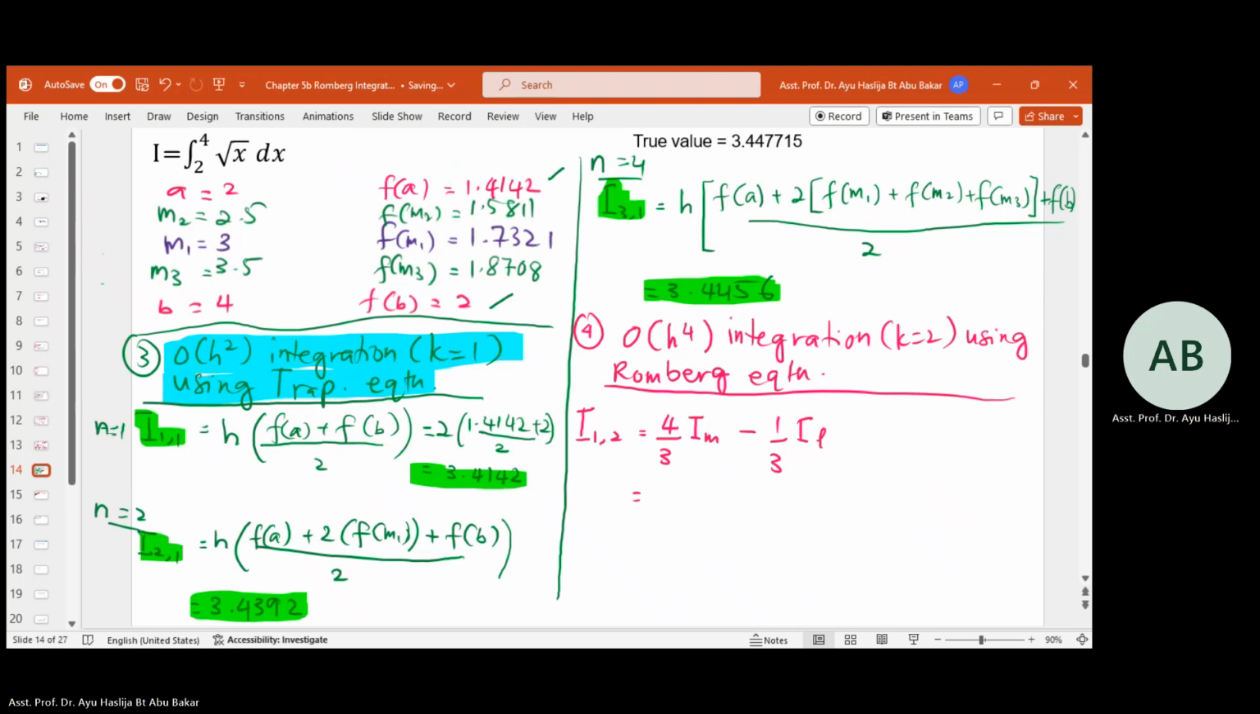Okay. Now IM over here involves this value I21. IL is I11.